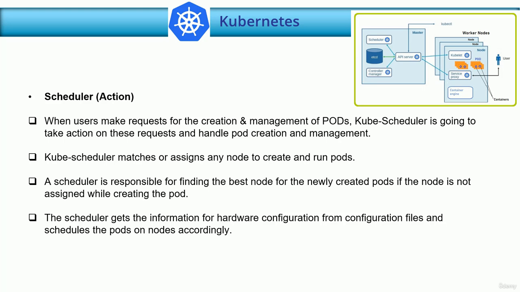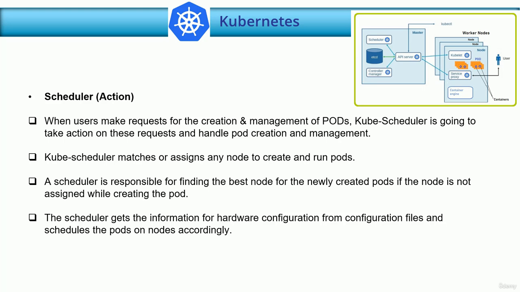The kube scheduler matches or assigns any node to create and run pods. A scheduler is responsible for finding the best node for the newly created pods if the node is not assigned or defined while creating the pod. The scheduler gets the information for hardware configuration from the configuration files and schedules the pod on the nodes accordingly.